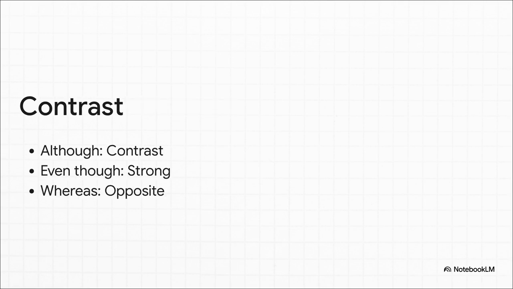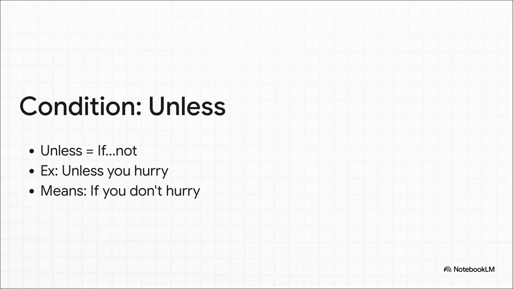Next up is contrast. This is for when you want to introduce an unexpected or opposite idea. Although and though are your standard everyday tools. But if you want to pack a much stronger structural punch, you gotta upgrade to even though. It really highlights the friction between the two clauses. And finally, whereas is your absolute best tool for pure, direct opposites. Like, she likes coffee, whereas her brother prefers tea. All right, let's talk conditions. The rule for unless can be a major stumbling block.